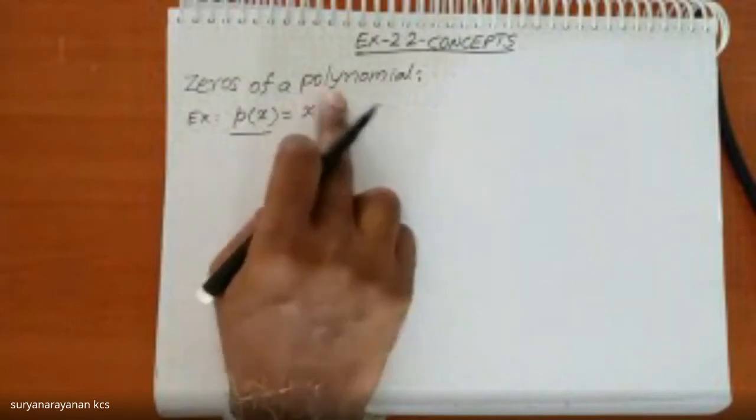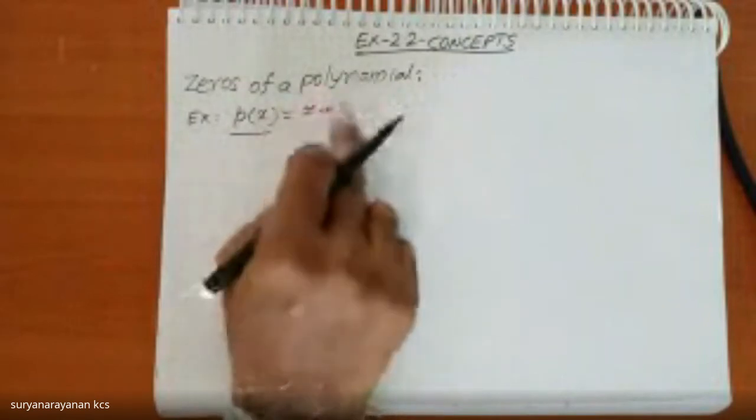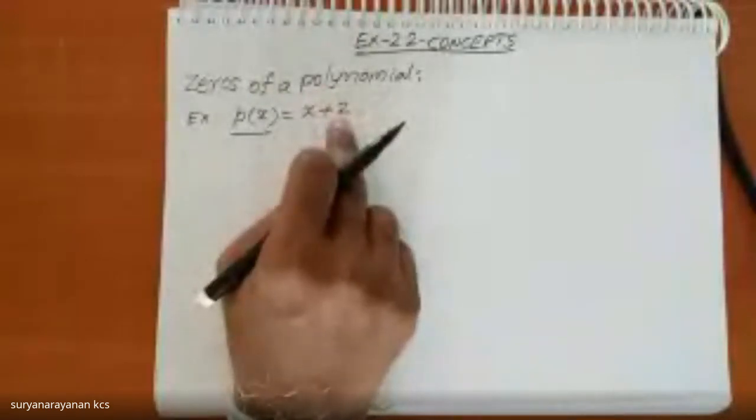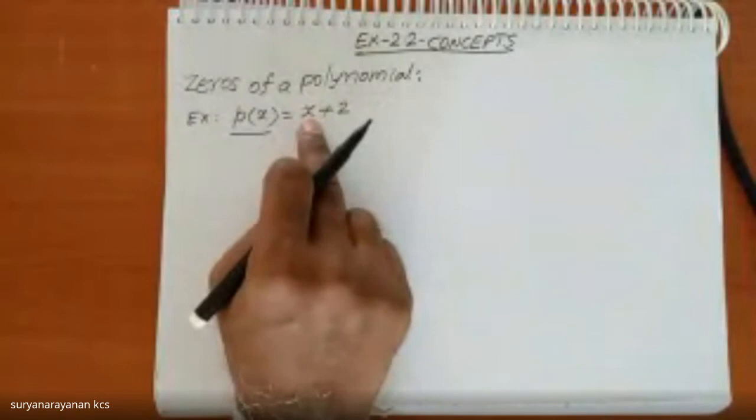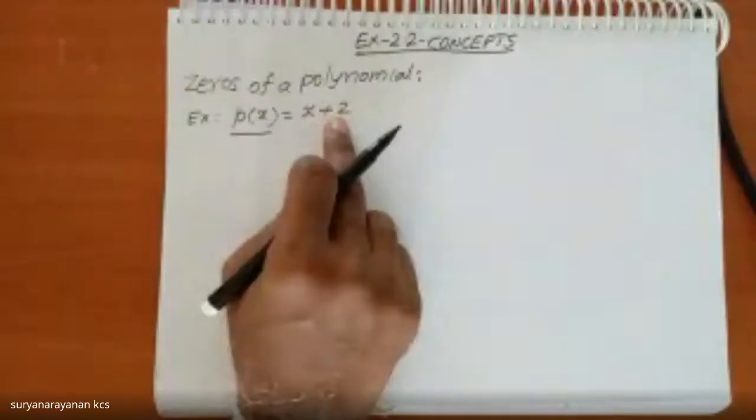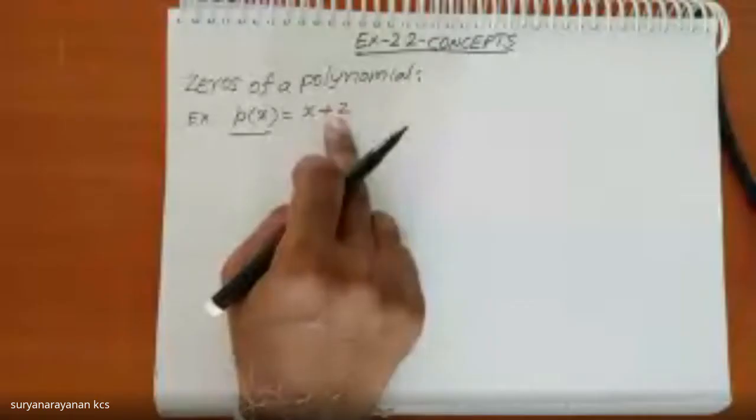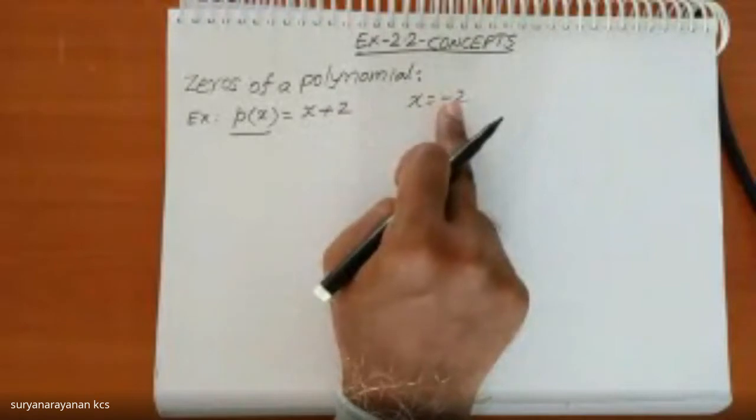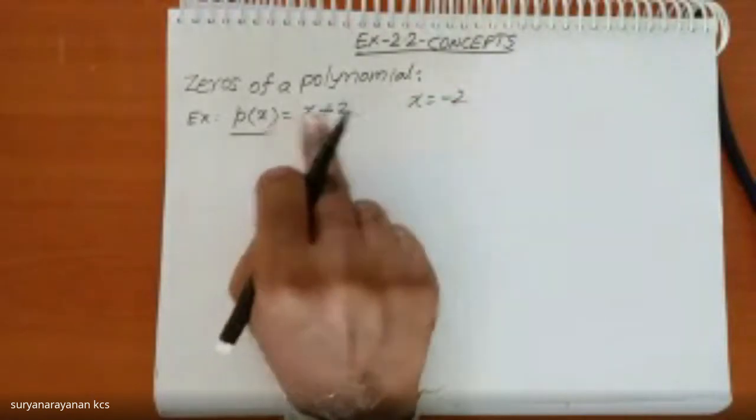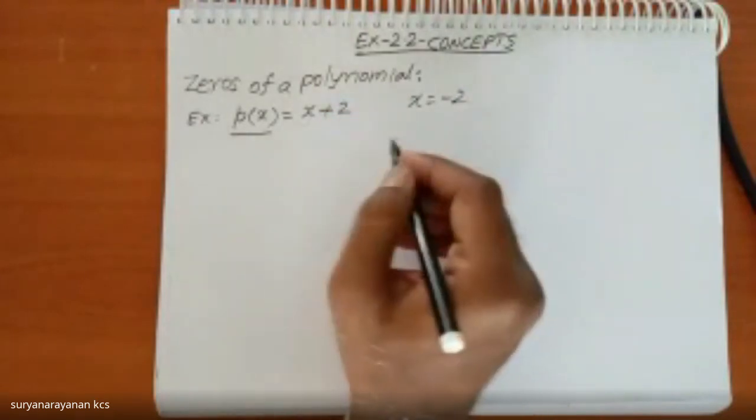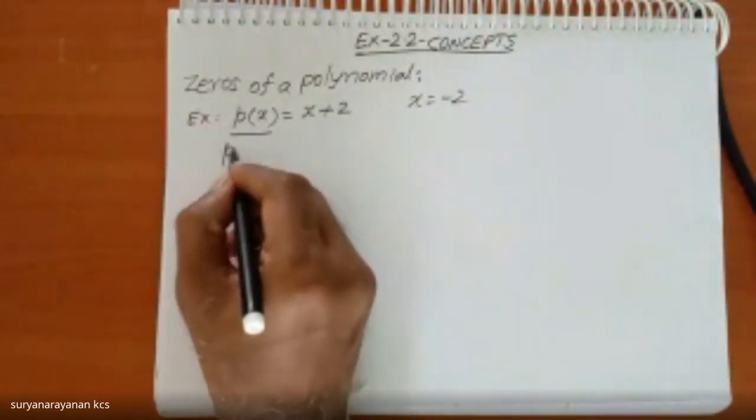To get the value of this expression to be zero, how do you find it? What should be the value of x? Minus 2. Yes, very good. x should be minus 2. If you substitute x is equal to minus 2, then we get the value 0. Let us take another example.